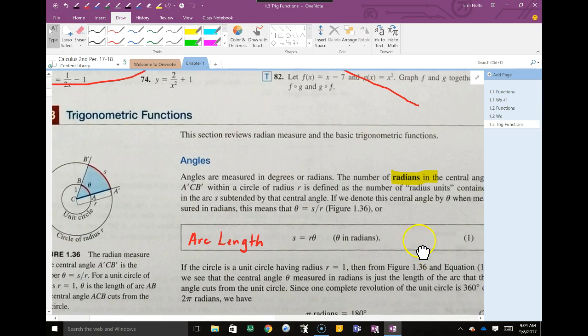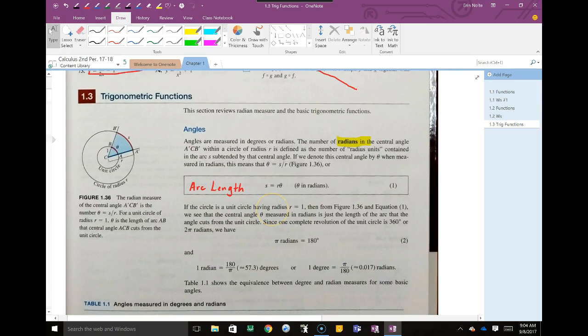All right, so a radian. Basically, a radian is a unit of measurement. If I ask you to show me what a 60-degree angle looks like, you could do that, right? Well, a radian does the same thing. It's just a different kind of measurement, so we use different units.